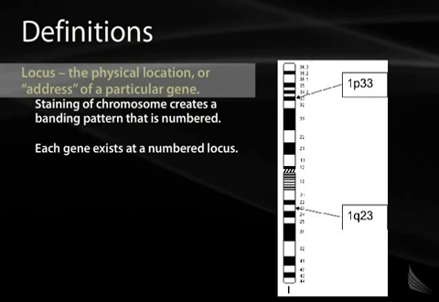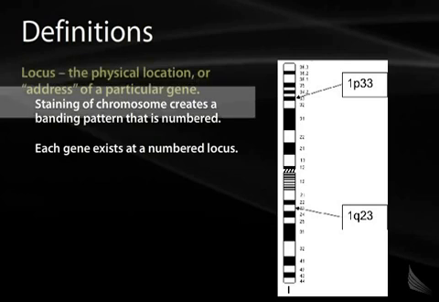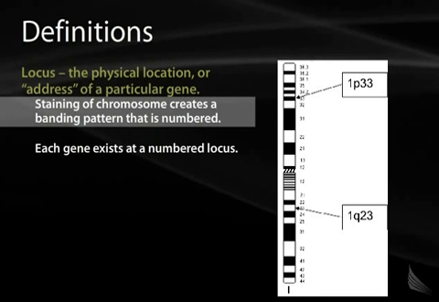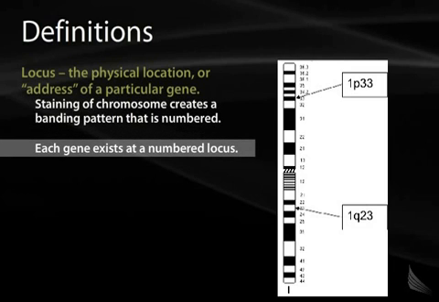A locus is the physical location of a particular gene, or in other words, the address of that gene on its given chromosome. When we take a chromosome and stain it with certain stains, we create banding patterns, and then we number these banding patterns, which we then use to define a given locus for a gene. Each gene exists at a numbered locus, as you can see here. For example, 1p33 or 1q23. So that would be a gene located on chromosome 1 on the P arm at position 33, or again chromosome 1 on the Q arm at position 23.